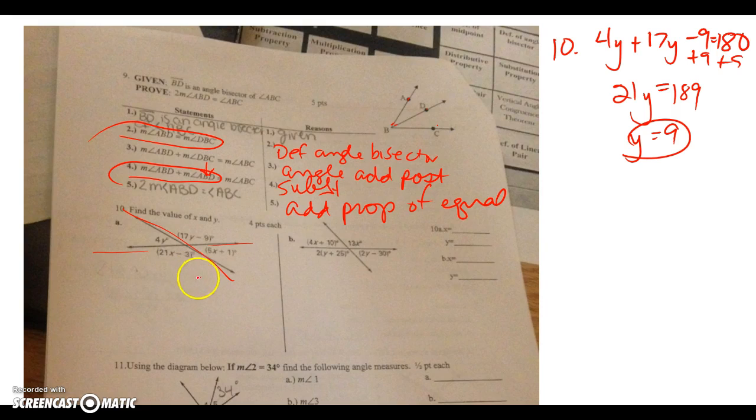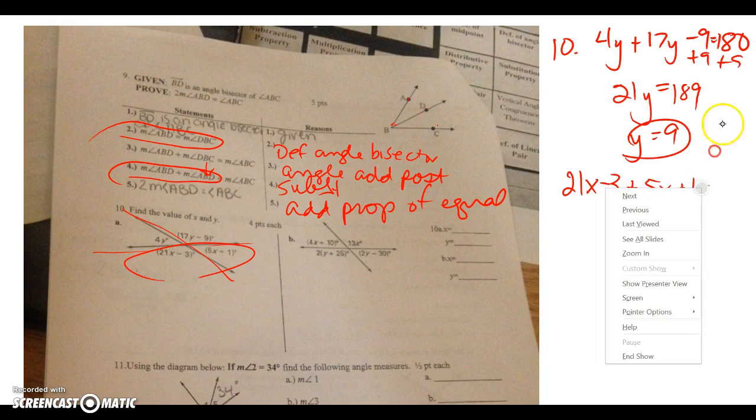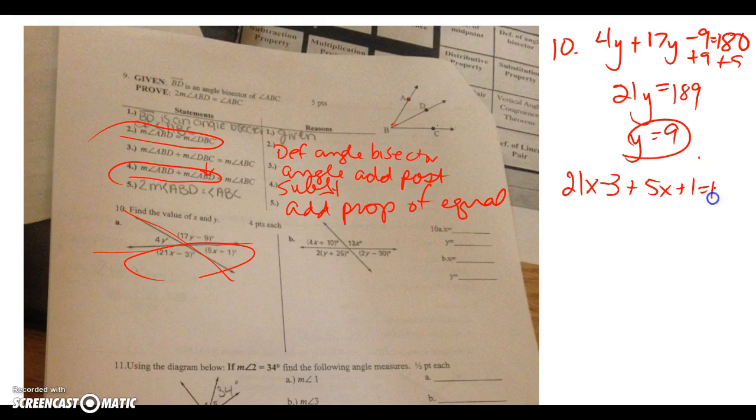Now, I can do this right over here and say, well, 21x minus 3 plus 5x plus 1 had better equal 180. So that's 21 plus 5, 26x. I have a negative 3 plus 1, so on this side that's a negative 2. So I'm going to add 2 to both sides, and that should be 182. So 182 divided by 26 equals 7. So x equals 7.